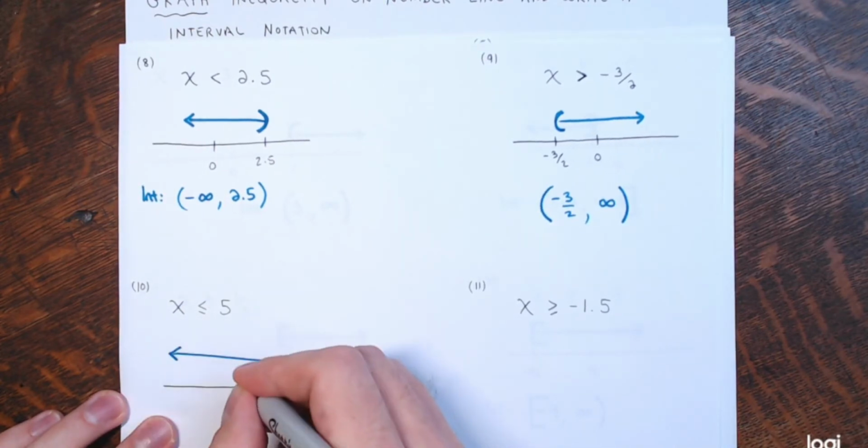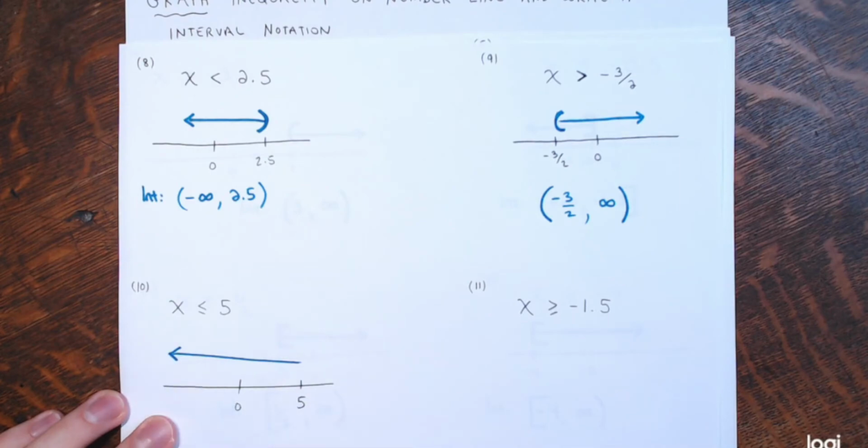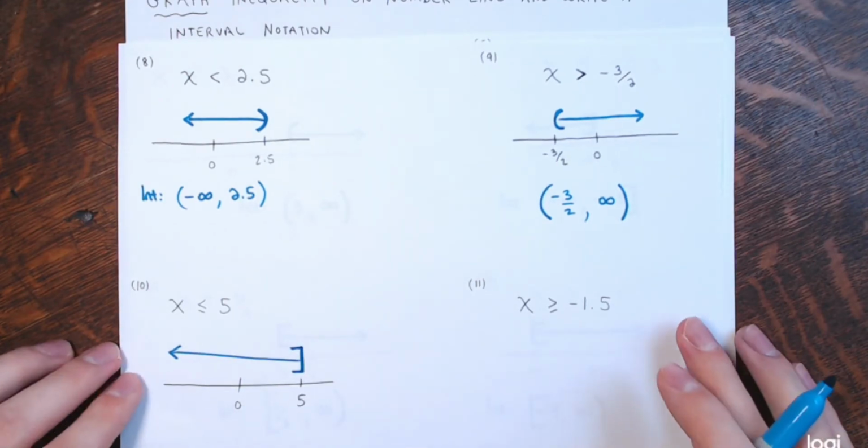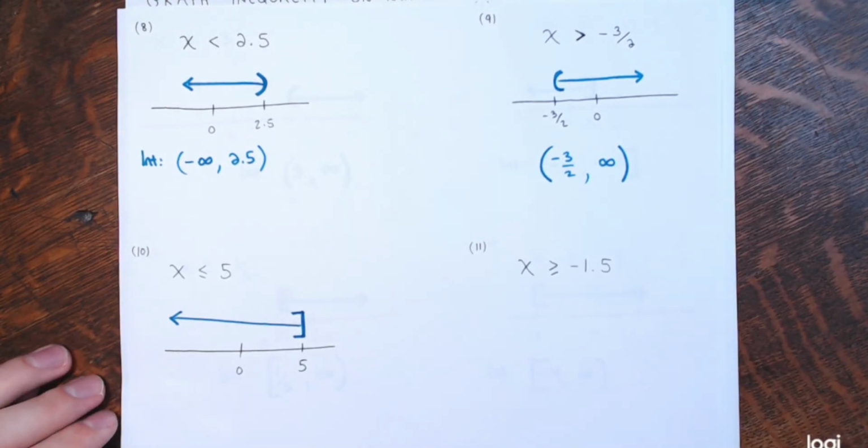4, 3, 2, 1, 0, all the negatives, all these numbers here, or equal to 5, right? So 5 is a solution, right? 5 is equal to 5, so you got the rectangular bracket. Simple as that, simple graph.